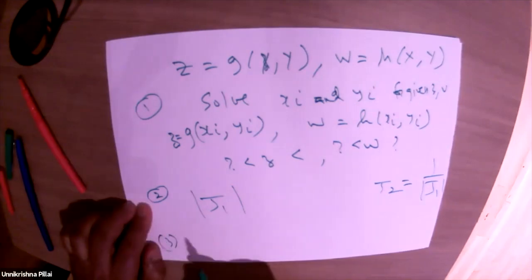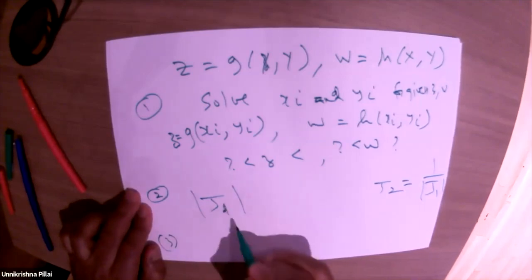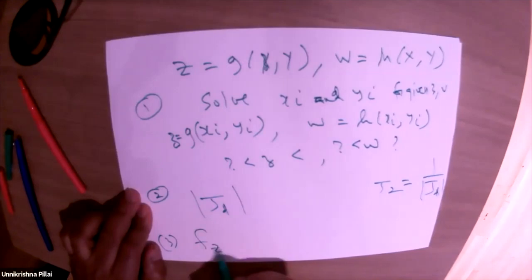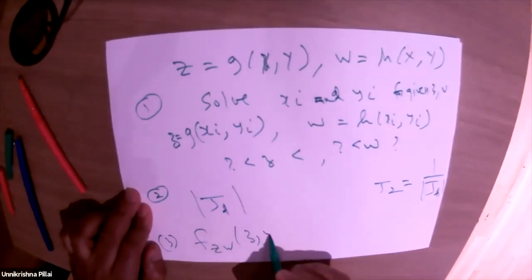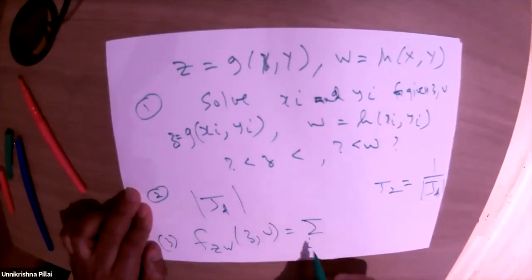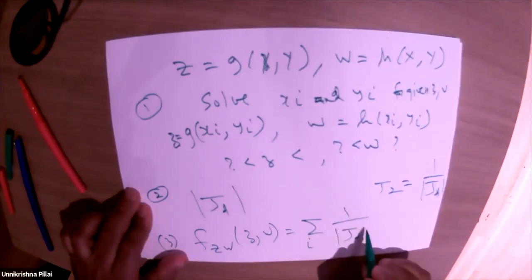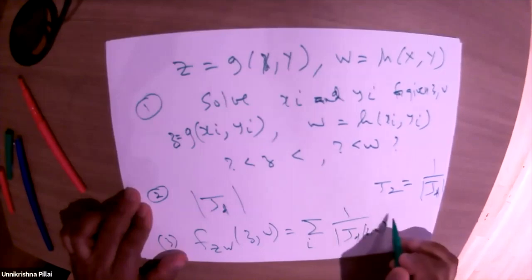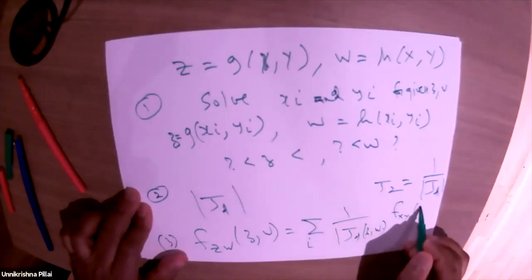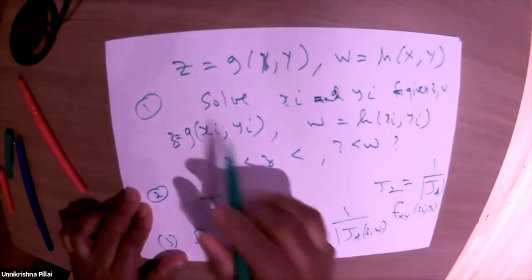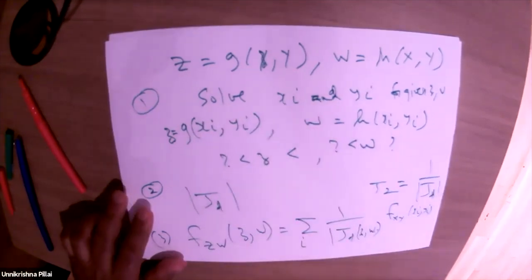The third step is you substitute into this formula. One goes into the denominator. So f_ZW of z comma w is the summation over all the roots of 1 over the Jacobian, or the other way, times f_XY of xi comma yi. This will be in terms of z and w. Remember, the roots will be in terms of z and w also.